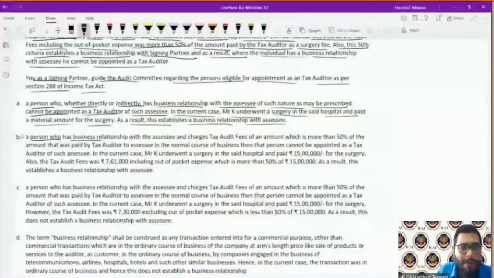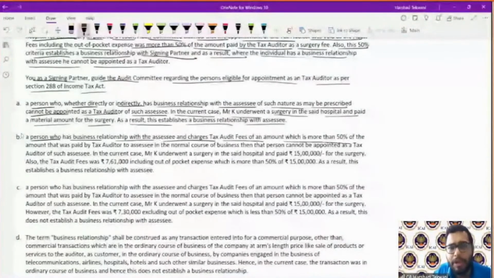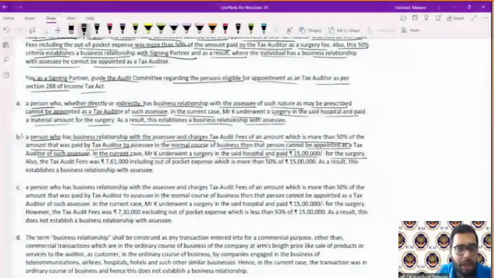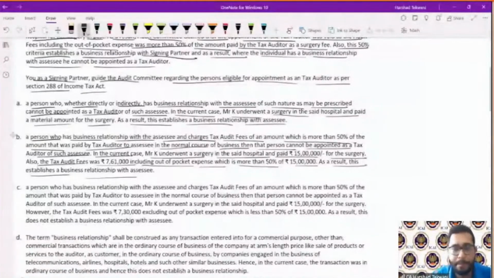A person who has business relationship with assessee and charges tax audit fees of an amount which is more than 50% of the amount that was paid by tax auditor in the normal course of business, then that person cannot be appointed as a tax auditor of such assessee. In the current case, Mr. K underwent a surgery in the said hospital and paid rupees 15 lakh for the surgery. Also, tax audit fees was 7,61,000, including out-of-pocket expense, which is more than 50%. As a result, this establishes a business relationship with assessee.